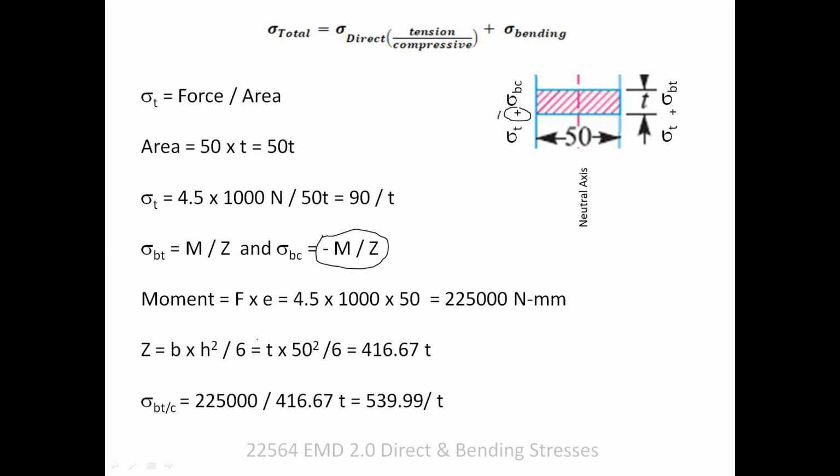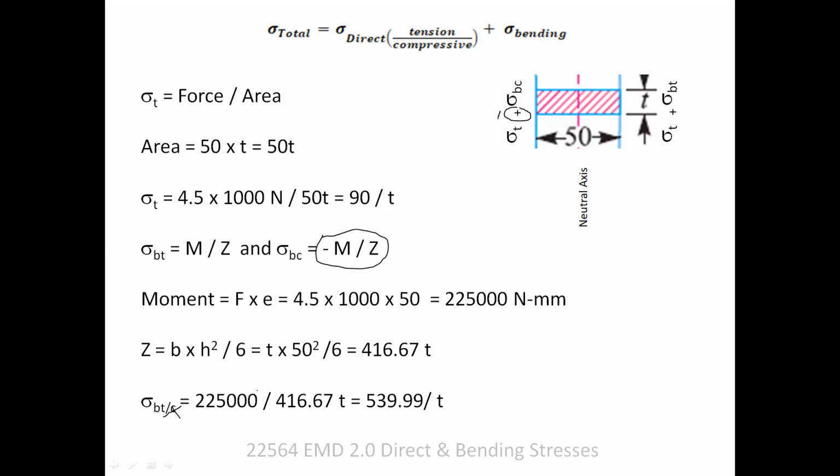With reference to the neutral axis there is a change in the stresses. That's why it is vertical. So Z is equal to BH square by 6, which is equal to T into 50 square divided by 6, which comes out to 416.67 T. Now let us put this in our bending stress equation. Here we are not considering C, because we are only considering sigma BT, which is the tensile stress. It comes out to 539.99 divided by T when we consider M by Z.